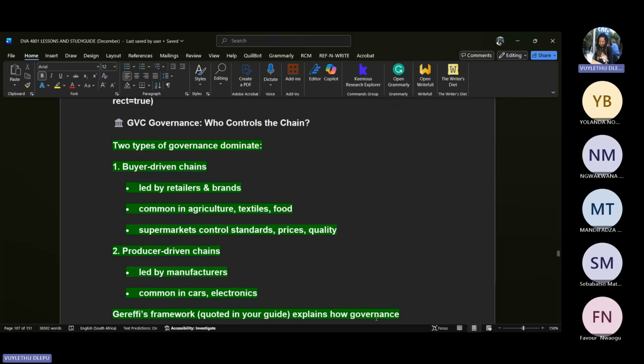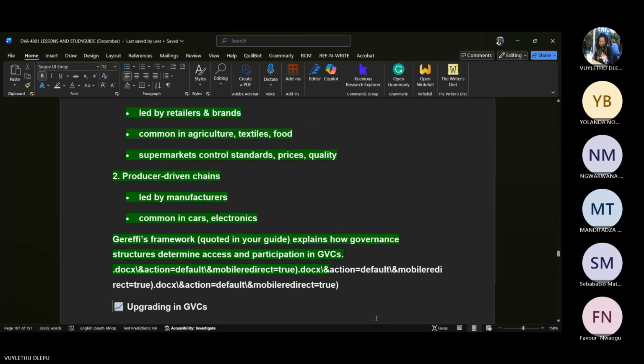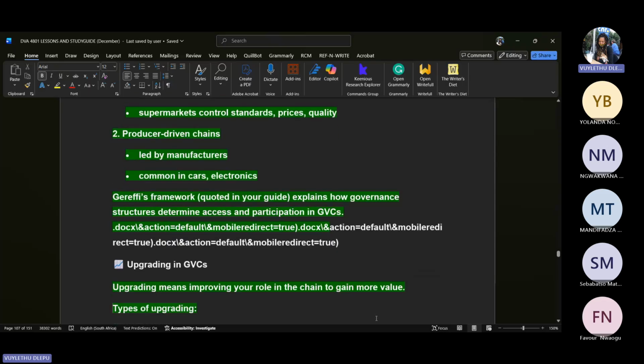These are led by manufacturers. They're common in cars and electronics. And then it tells us about Gereffi's framework, which is quoted in our study guide, which explains how governance structures determine access and participation in global value chains. When they mention upgrading, like you're going to be reading some articles where the term upgrading will be mentioned as well as in the study guide. So it means improving your role in the chain to gain more value.